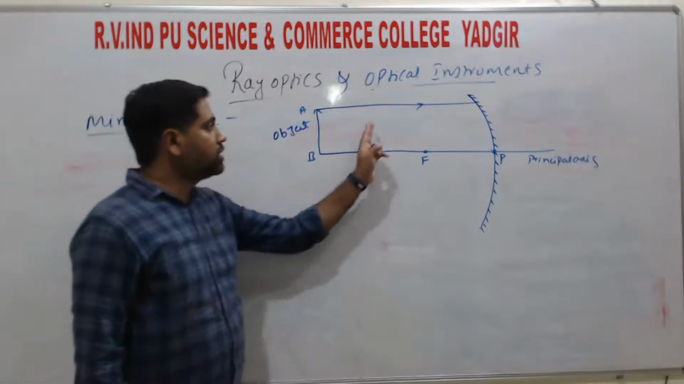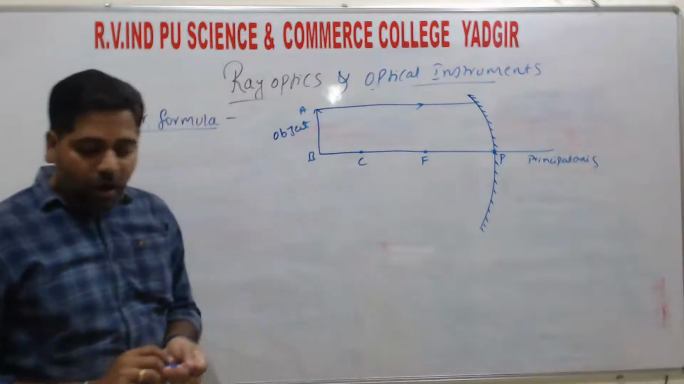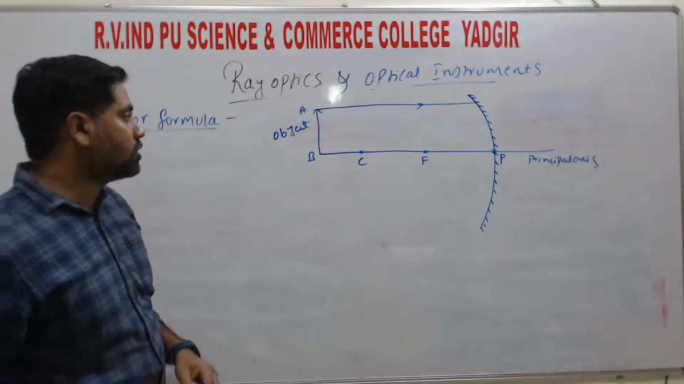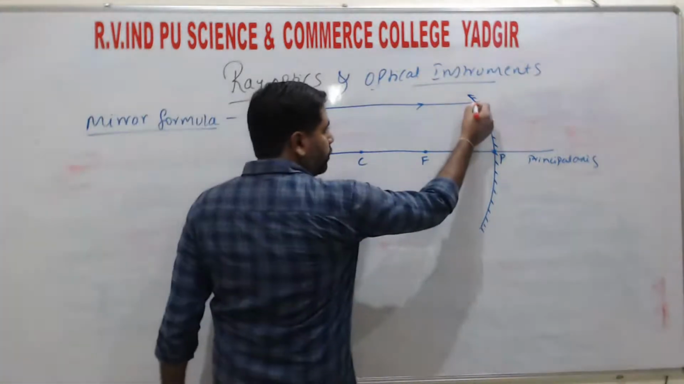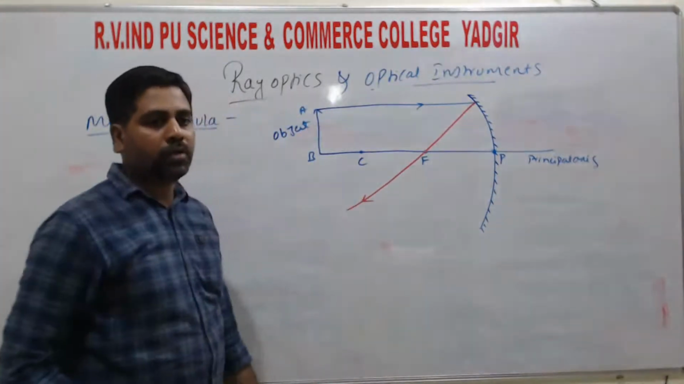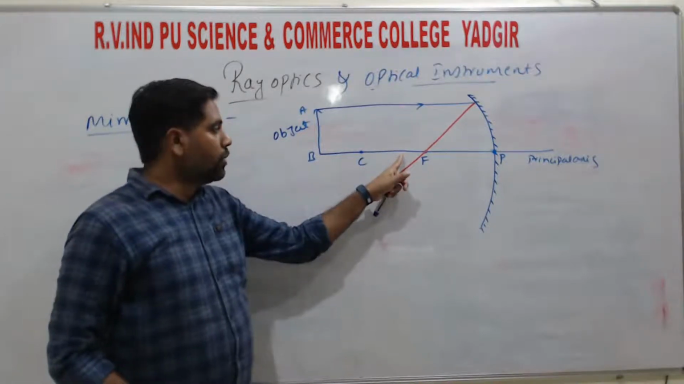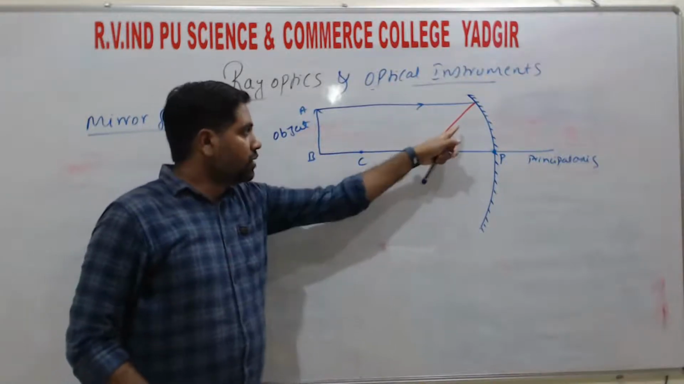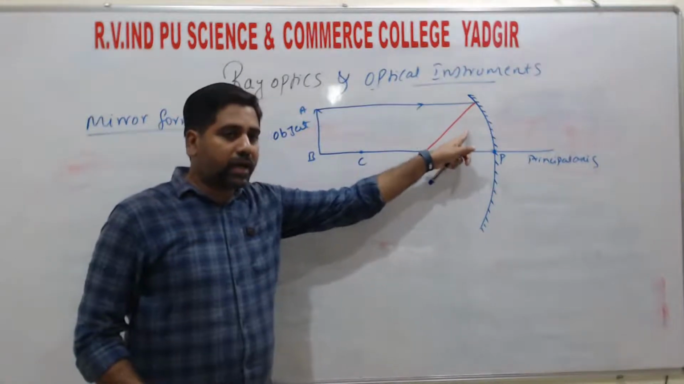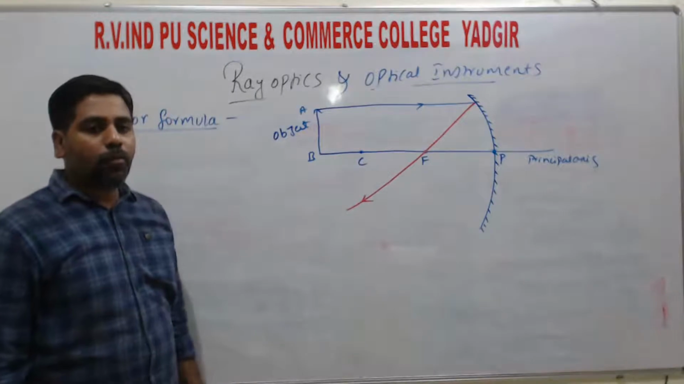As already said, any ray which is passing parallel to the principal axis, after reflection, the reflected ray always comes through the focus point, right?